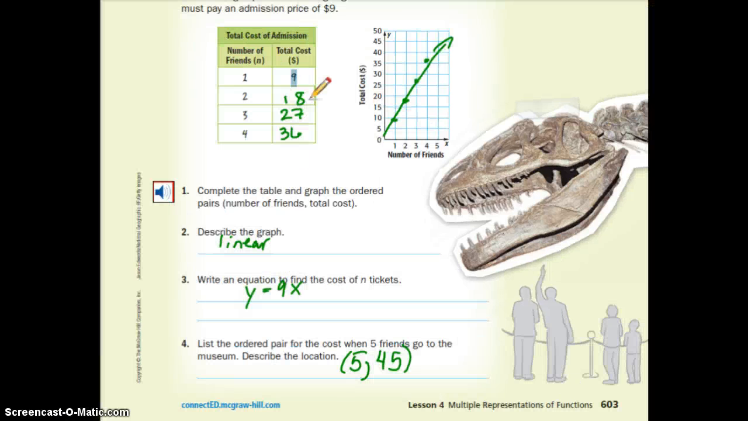Okay, just to wrap up the first page, question number 4, list the ordered pair if 5 friends go. 5 friends go. 5 times 9 is 45, so it would be 5 comma 45. Put it in parentheses. Turn the page.